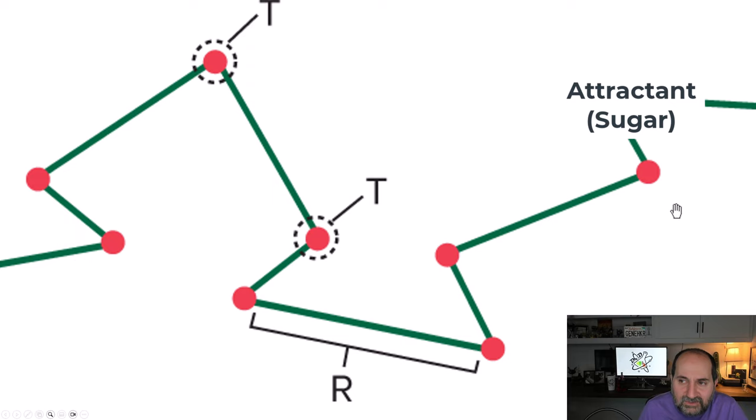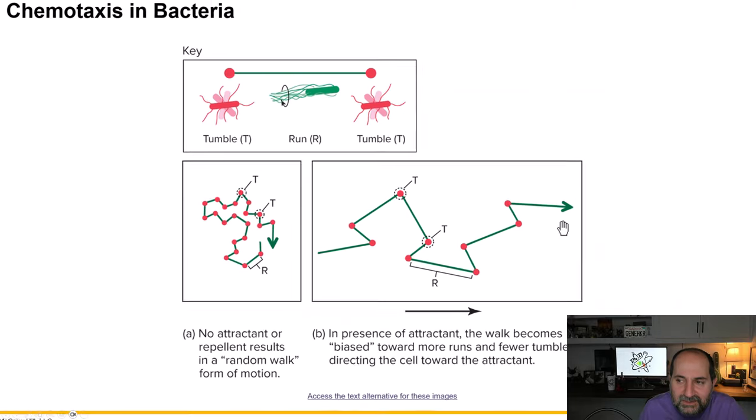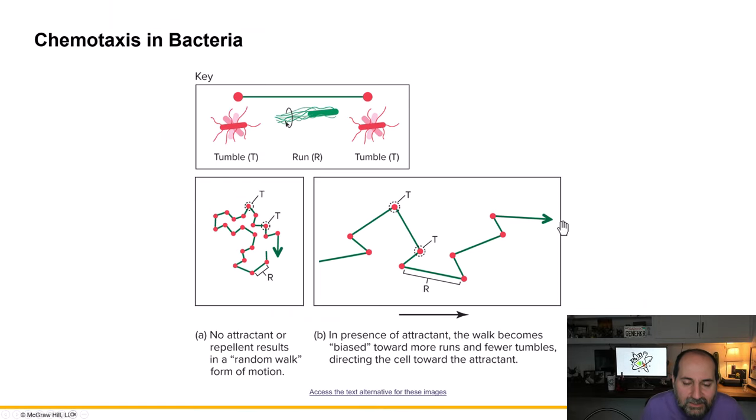Remember, the attractant is on the right, but it'll figure out that it's moving the wrong way and it'll eventually course correct and move its way towards the attractant. So when you look at living bacterium under the microscope, when they're swimming around, it may look chaotic, but they will eventually get to the source of the chemical that they enjoy.